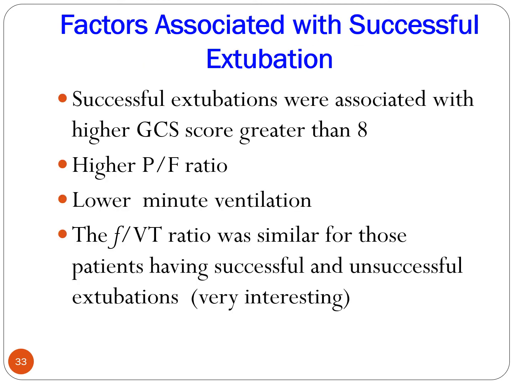So this is a summary slide when you look at what is associated with a successful extubation in this group. And these are the take-home points. Number one, you want your Glasgow Coma Scale to be greater than 8. That means the greater likelihood they will have a successful extubation. You want a higher PF ratio. You want a lower minute ventilation. You want your RSBI to be less than 105.